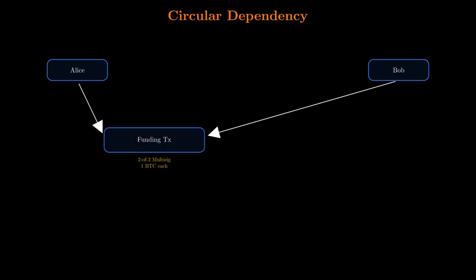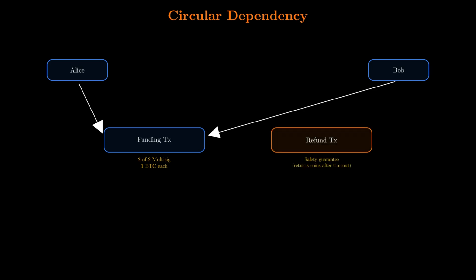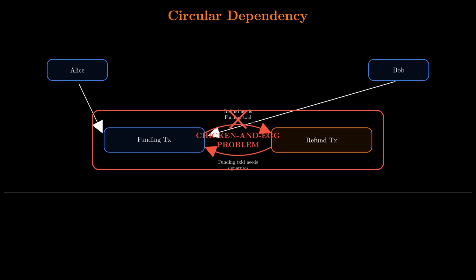Here's the scenario. Alice and Bob want to open a payment channel. They'll each deposit 1 Bitcoin into a 2 of 2 multi-sig address, meaning both signatures are required to spend. But before committing funds, they need a safety guarantee, a pre-signed refund transaction that returns their coins after a timeout. The refund transaction must reference the funding transaction's ID in its input. But the funding transaction's ID requires both Alice's and Bob's signatures. Those signatures don't exist yet because neither party wants to sign the funding transaction until the refund is in place. This is a chicken and egg problem.